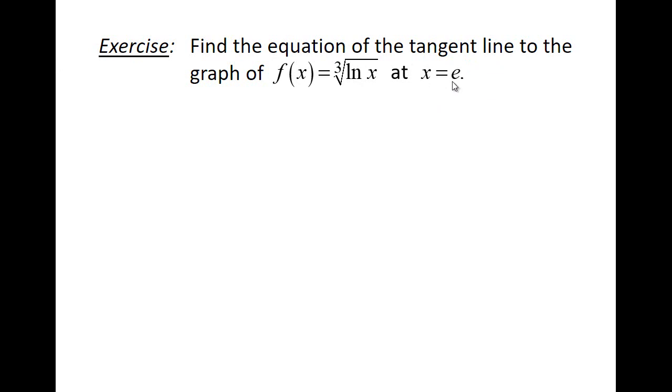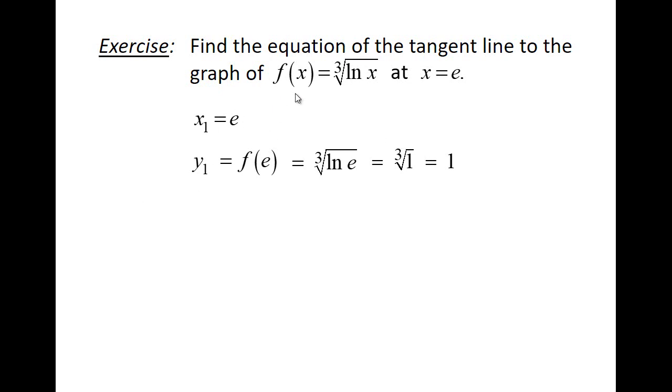So let's label e to be x1, and then the corresponding y value would be labeled as y1. So how do I find y1? y1 would be f of e, and f of e is the cube root of ln of e, and ln of e is 1, so we get 1. So then we have the point e comma 1.